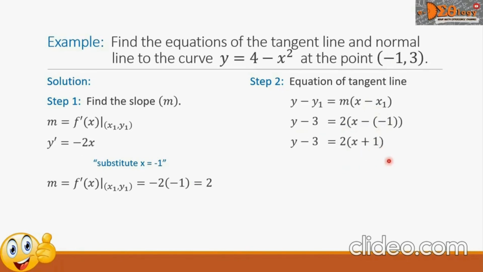Simplifying again the right side, we multiply the number 2 to the x and to the 1 respectively. So we have now 2x plus 2 in the right side. Now, this negative 3 here, let us transpose to the right. From negative, it becomes positive. And then, let us combine this positive 2 and the positive 3. So we have our final answer to be y equals 2x plus 5. This is the equation of the tangent line.